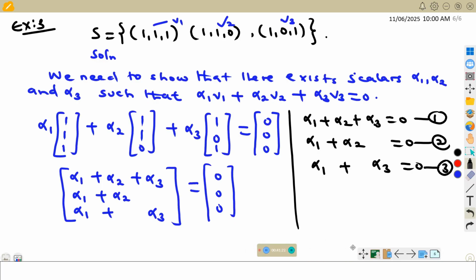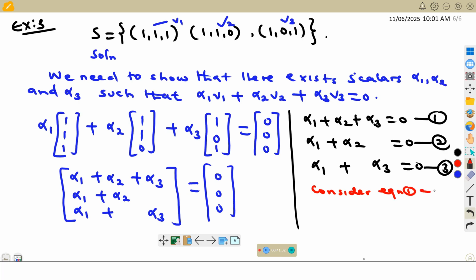So basically, let us consider equation 1 and equation number 2. You realize in equation 1 we have alpha 1, alpha 2, and alpha 3, but in equation 2 we have alpha 1 and alpha 2. And in equation 3 we have alpha 1 and alpha 3. So I will consider these two equations and eliminate alpha 2, so I can remain with alpha 1 and alpha 3. So I will consider alpha 1 plus alpha 2 plus alpha 3, which is equal to 0.